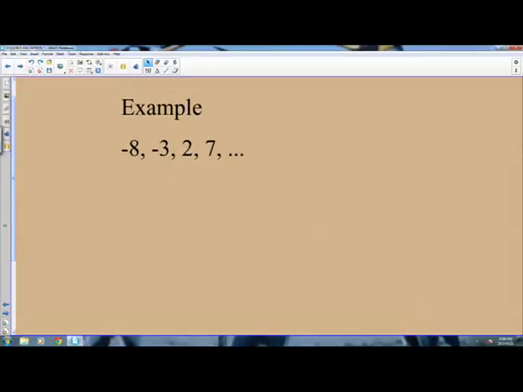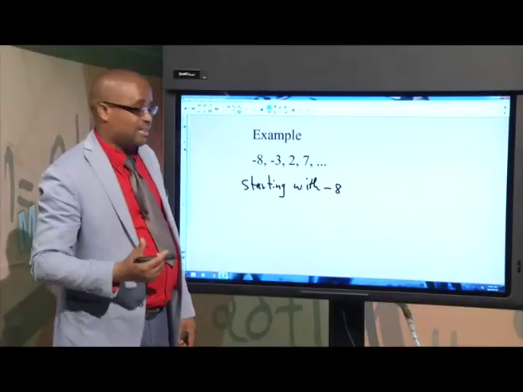Minus 8, minus 3, 2, 7. Then the question is, state in words how this sequence is formed. Now, this one we can see is starting at minus 8. So, starting with negative 8, what should happen after starting with negative 8?